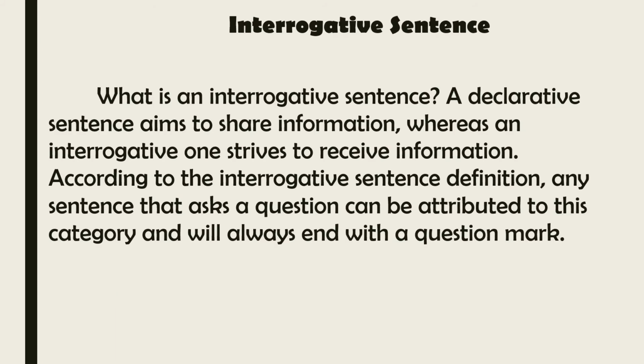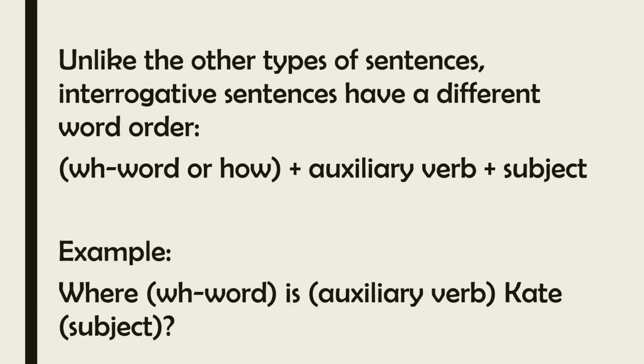Now, the interrogative sentence. A declarative sentence aims to share information, whereas an interrogative one strives to receive information. According to the interrogative sentence definition, any sentence that asks a question can be attributed to this category and will always end with a question mark. Unlike the other types of sentences, interrogative sentences have a different word order: WH word or how plus auxiliary verb plus subject.